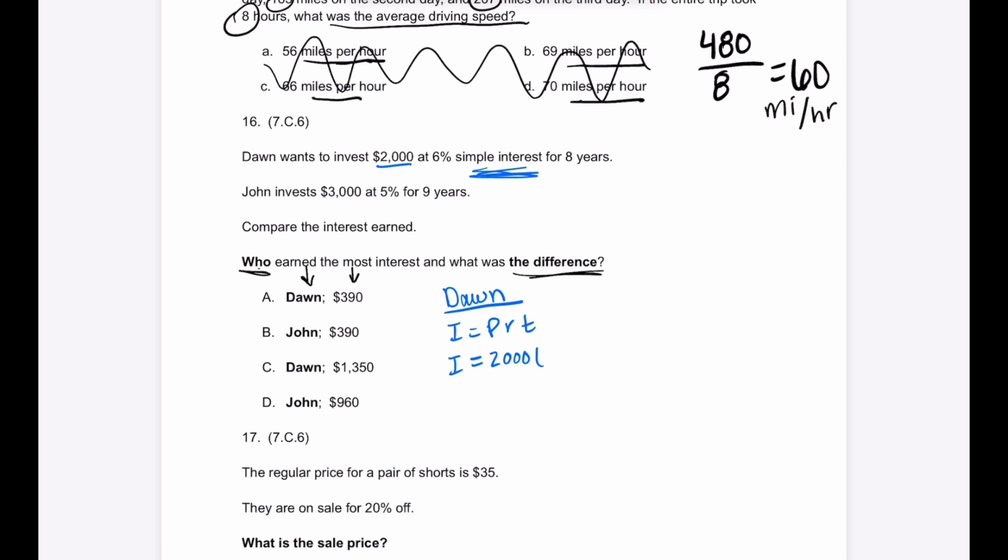Remember, since you are at 6% and I want to make this into a decimal, I will move my invisible decimal to the left twice. So I have 0.06.